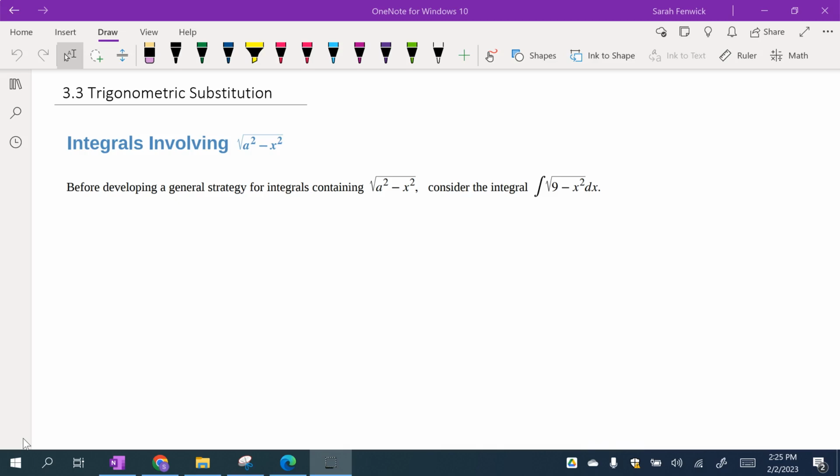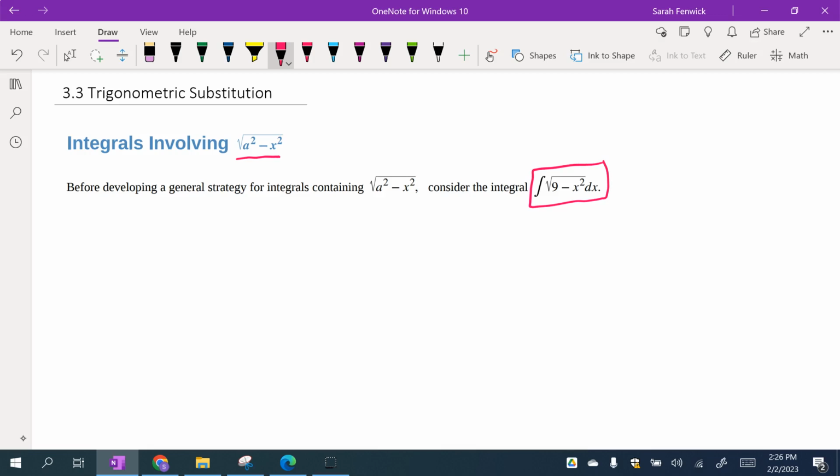Luckily, people before us have gone through and done this to make rules for us, but we're going to show how this rule came about right here. This is anything of the form square root of a squared minus x squared. First, let me remind you, you cannot take the square root of 9 and the square root of x squared separately because there's a minus in the middle. They are an expression, not individual pieces that you can take apart. So we don't have a rule for the integral of square root of 9 minus x squared.